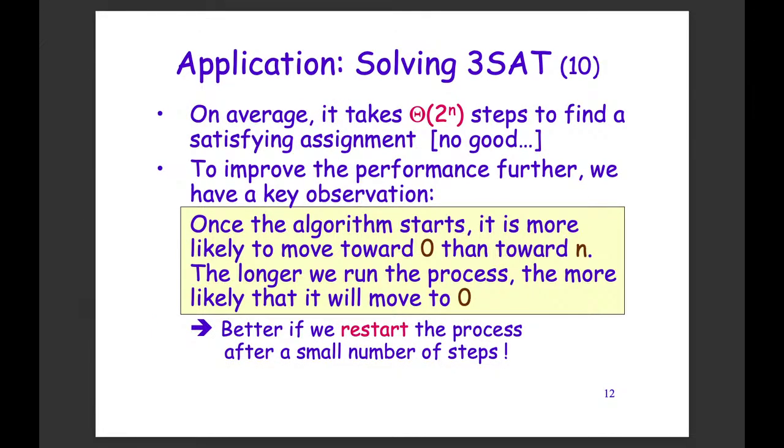So on average, what does that mean? It takes 2^n steps to find a satisfying assignment. But with 2^n steps, we can do something else. We can really try out all the possible assignments of these n variables, because all the variables are Boolean variables. They are either true or false. So there are only 2^n different assignments in the whole world. So if we are using 2^n steps in our algorithm, why not just start checking each of the assignments one by one by brute force?